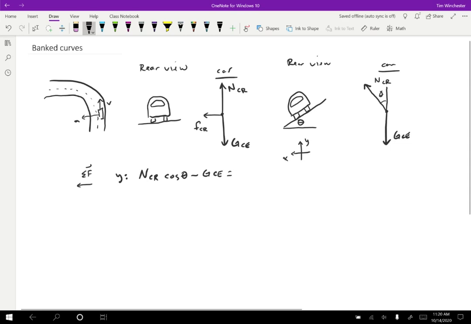Those are going to add up to the mass times acceleration in the Y direction, but we're not expecting the car to accelerate in the Y direction. That would mean it was lifting off the ground or sinking into the ground. So that acceleration is just going to be zero. What about in the X direction?